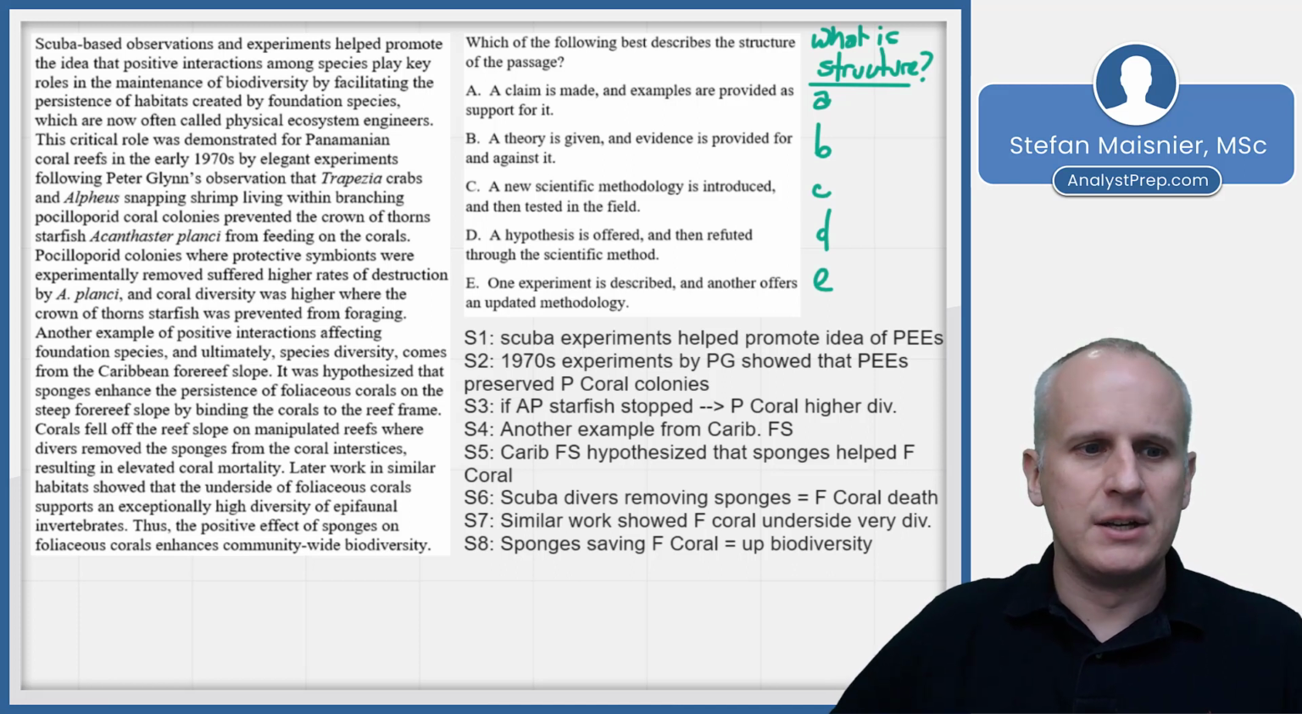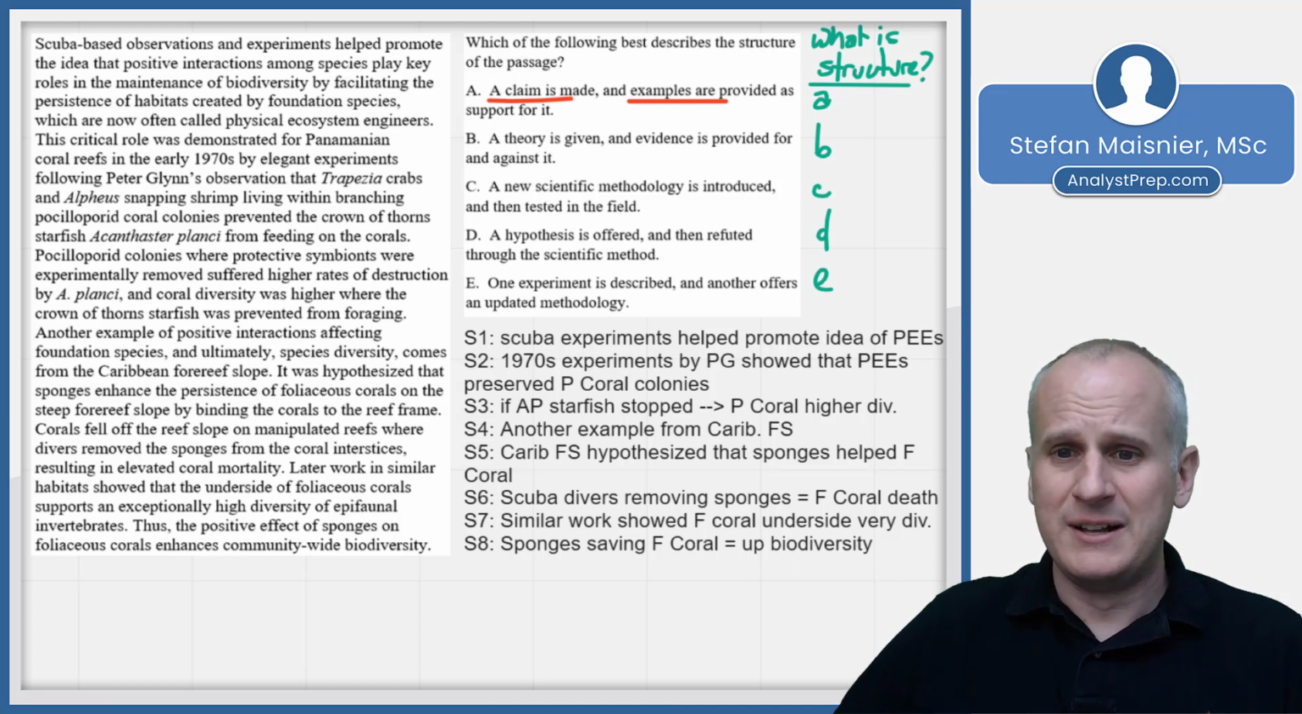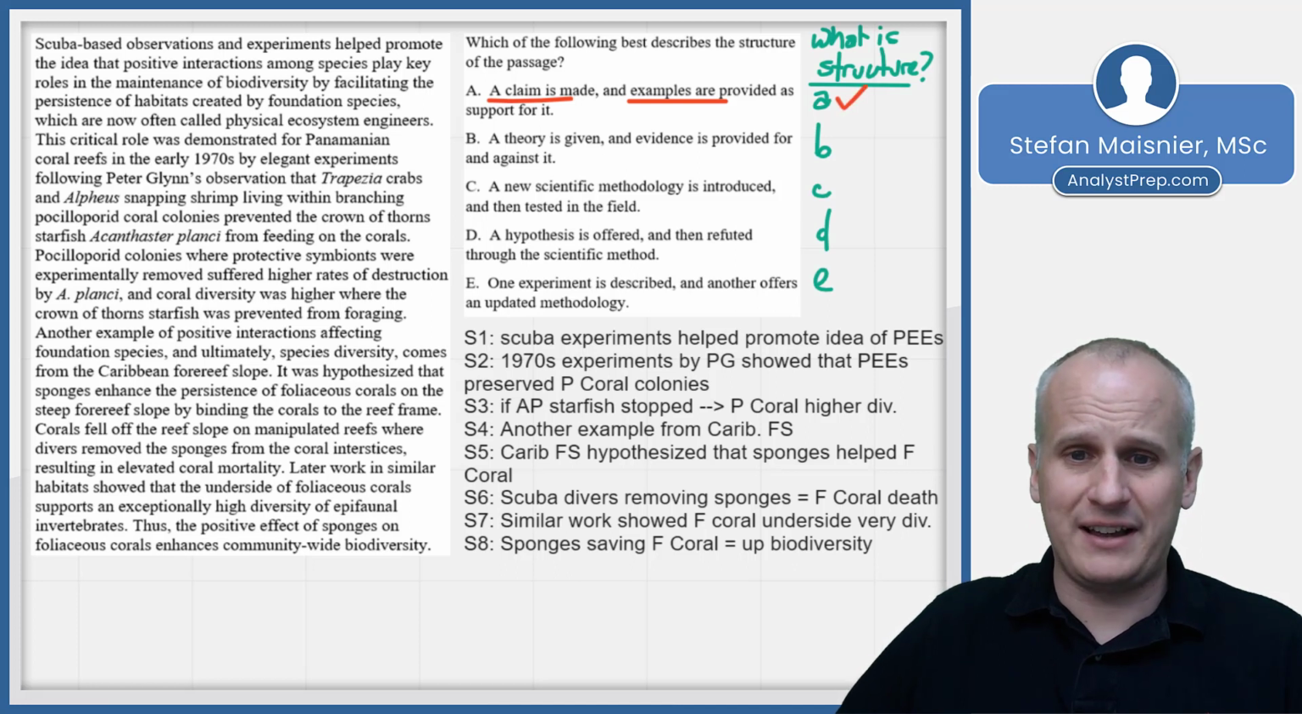sentence by sentence. So, choice A: a claim is made. Scuba experiments help promote the idea of PEEs. Seems kind of like a claim. And examples are provided. Well, yeah, we've got the example from PG in the 1970s and then from the Caribbean four reef slope. So both of these things are true. And if you feel confident in your prediction, go ahead and select that.